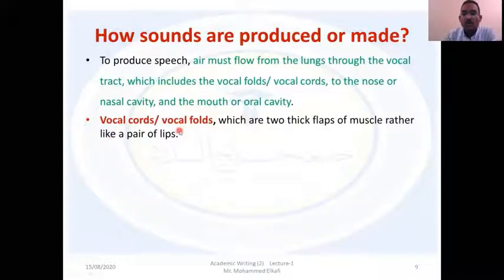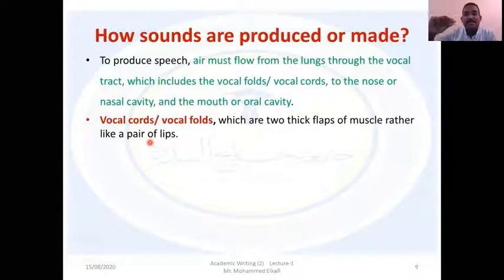Vocal cords or vocal folds are two thick flaps of muscle rather than a pair of lips. So they are muscles, okay? Think of two thick flaps of muscle rather than a pair of lips. They are different. They are close to each other and sometimes move. When they move, they will make some type of production.